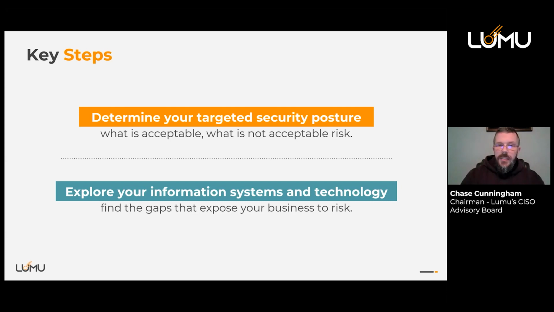Key steps from this: determine your targeted security posture. Where do you want to be? Ultimately, organizations, I think, would like to get towards a state of zero trust. What we mean by zero trust is removing trust relationships from within the computerized systems. Trust is a human emotion. Computers don't care if you trust each other or not. They just do what they're told. Remove trust. What are you trying to get to, and how will you get there?